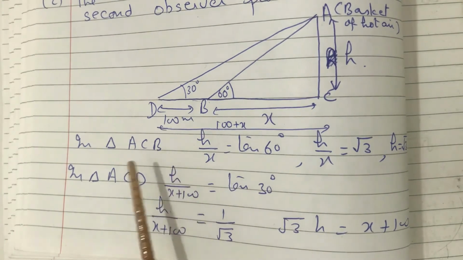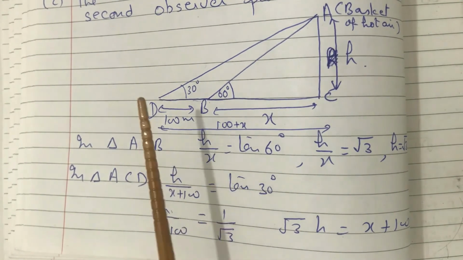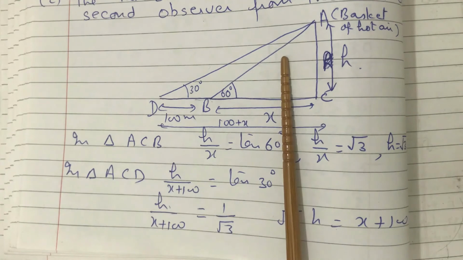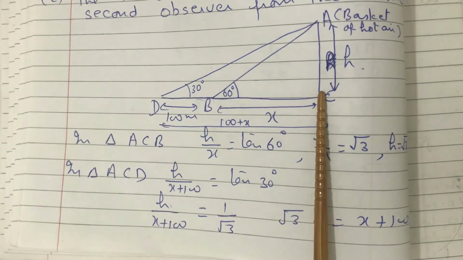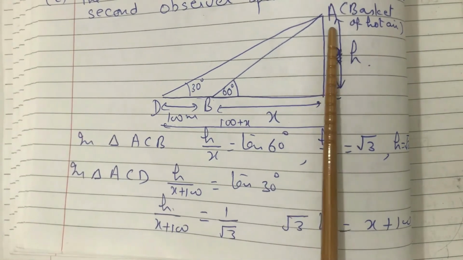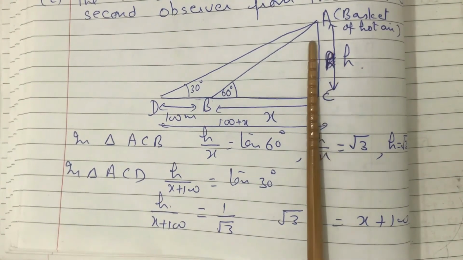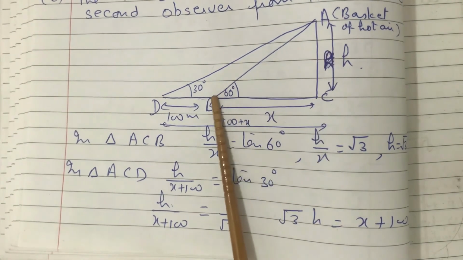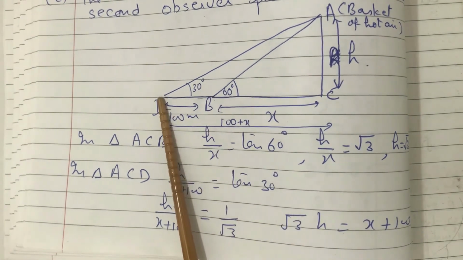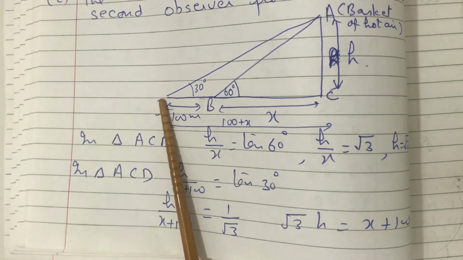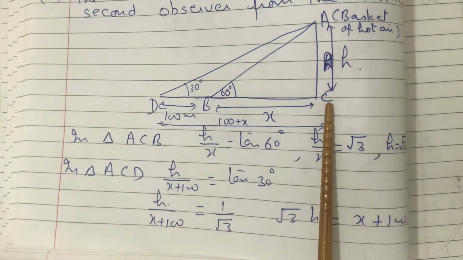Now on the next page, I'll answer all the questions. Now the A part is the height of the balloon from the ground. It means we have to find this h. Its B part is the distance of the basket from the first observer's eyes. It means we have to find this distance AB. Its third part is the horizontal distance of the second observer from the basket. It means we have to find the horizontal distance DC.